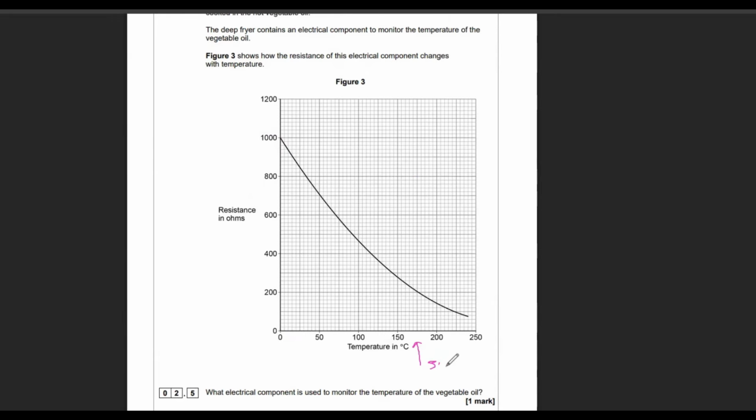You've got 50 and you've got 10 squares. So 50 divided by 10, each baby square is worth 5. So that is 150, so 160 is here. So I'm going to draw a straight line up.